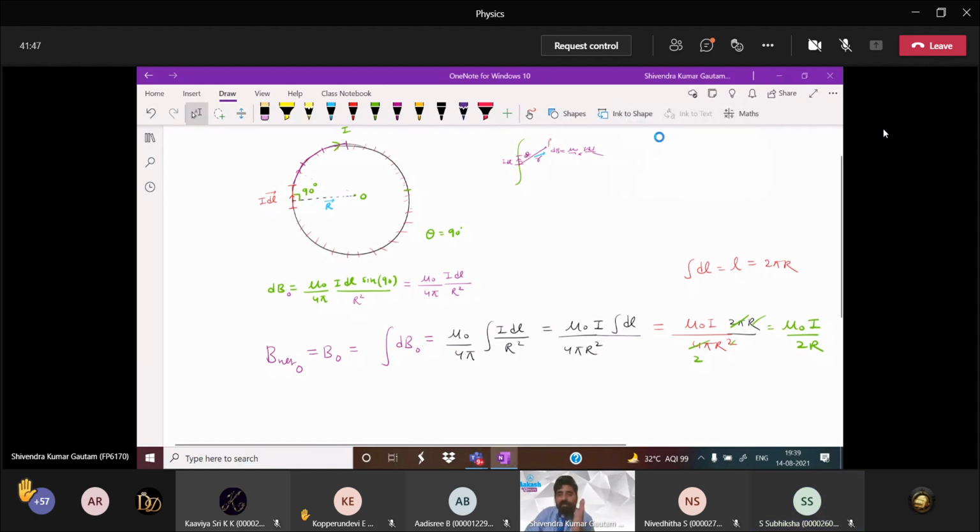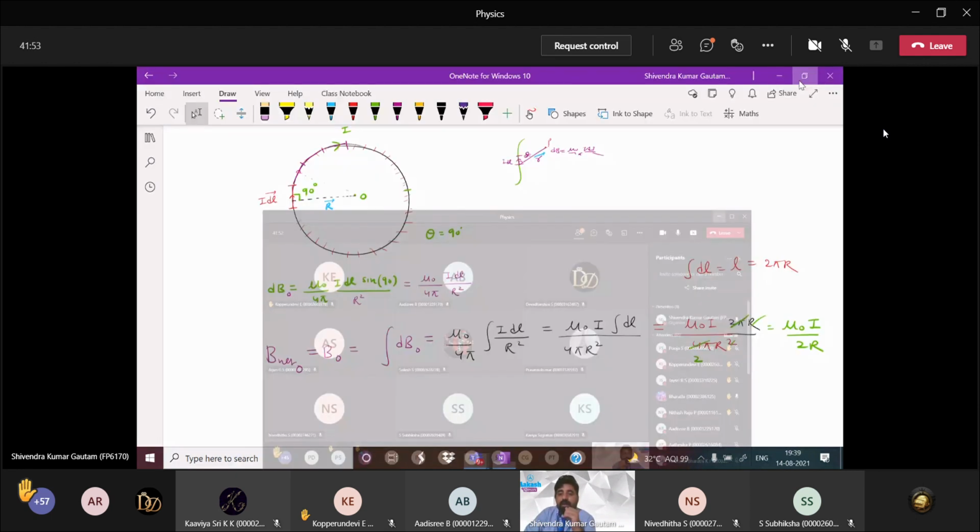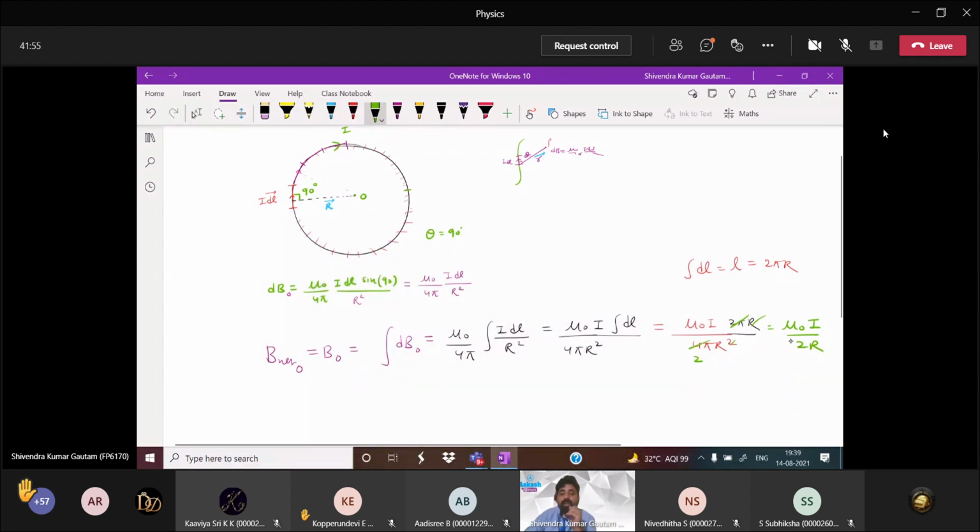Tell me if a quadrant is there. Instead of a semicircle, if a quadrant is there, what length will you get? Pi r by 2. If pi r by 2, then what magnetic field will I get? Mu naught I by 8r.